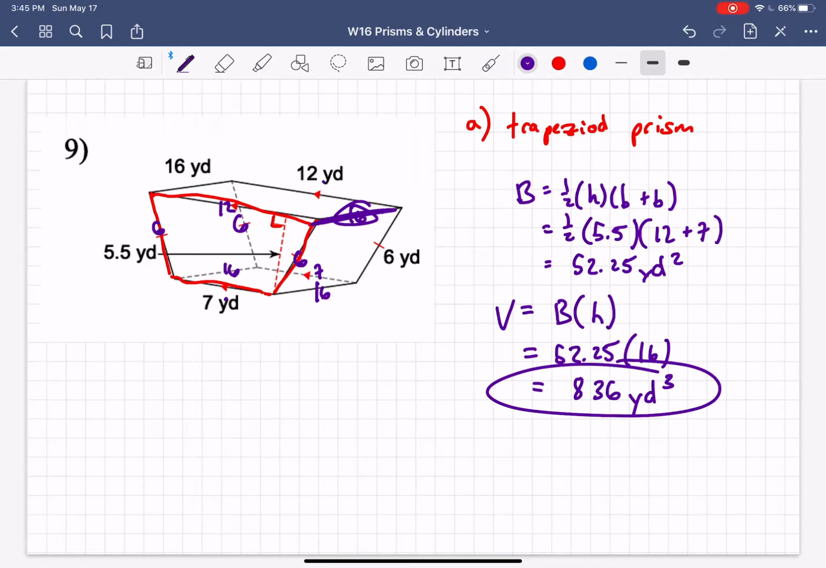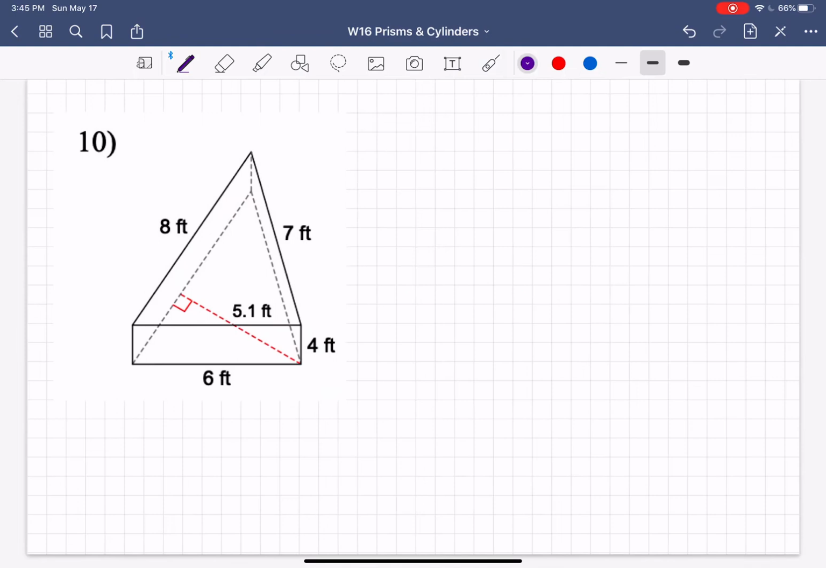So we only have 3 more examples to do for this video. So let's look at this one again. We want to identify the shape. We're looking for those clues. All right.